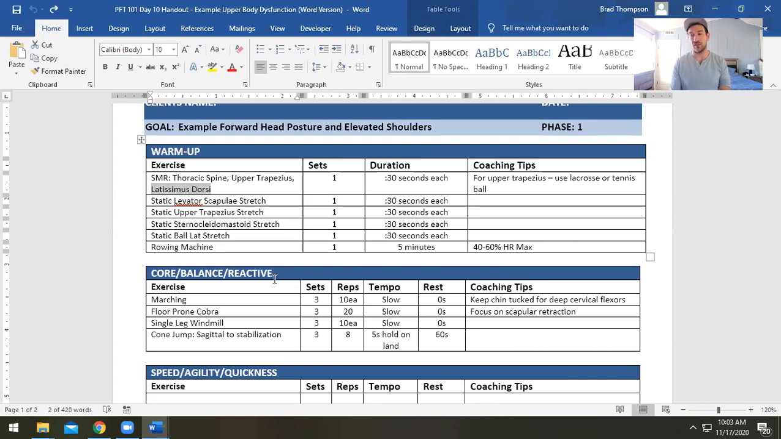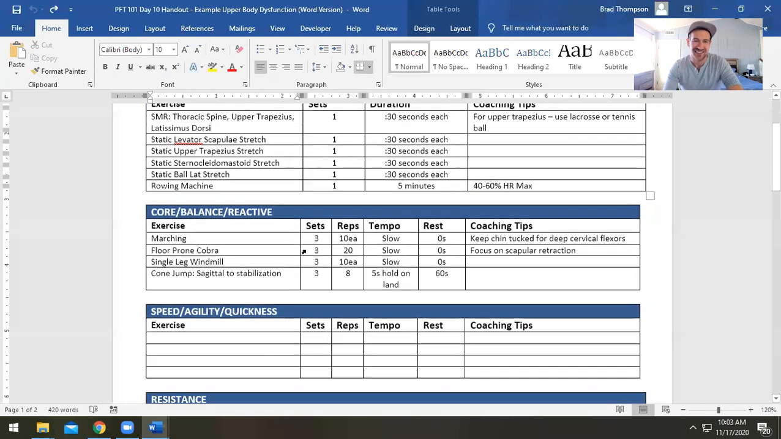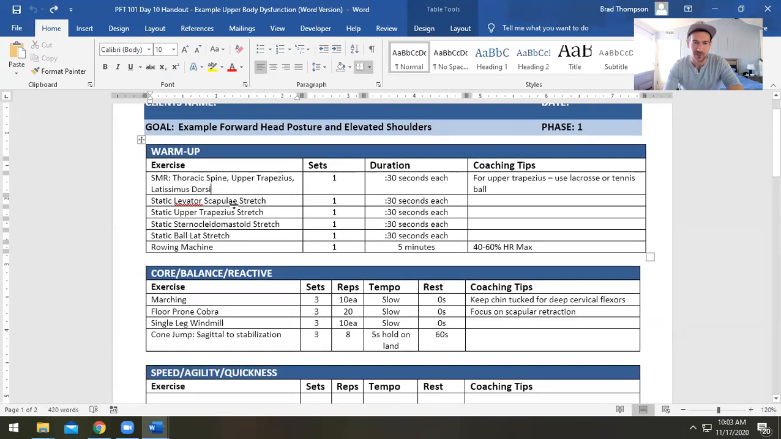Usually you don't see too much elevation without rounding, and rounding is often caused by, we're going to see the lats there. I know it's not on the list, just so you know, we know it's not on there, but it's always a good one to foam roll. The lats are tight on like everybody. So we need to do static stretches.